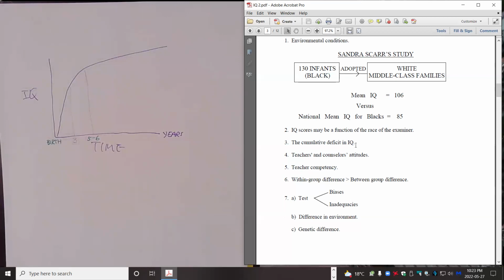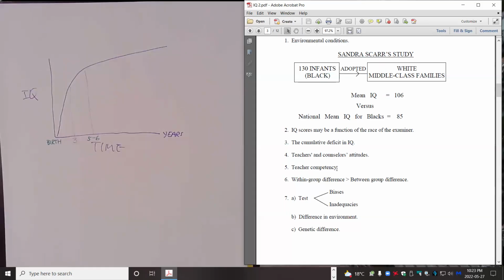So that is to say, then what? As this student goes on to the upper grades, there is more cumulative deficit. That is to say, this student's IQ becomes less and less because of discrimination, because of negative attitude toward them, and because of self-fulfilling prophecy. Teachers and counselors' attitudes is that one. I mentioned this in the Central Scars conclusion. In general, very negative.